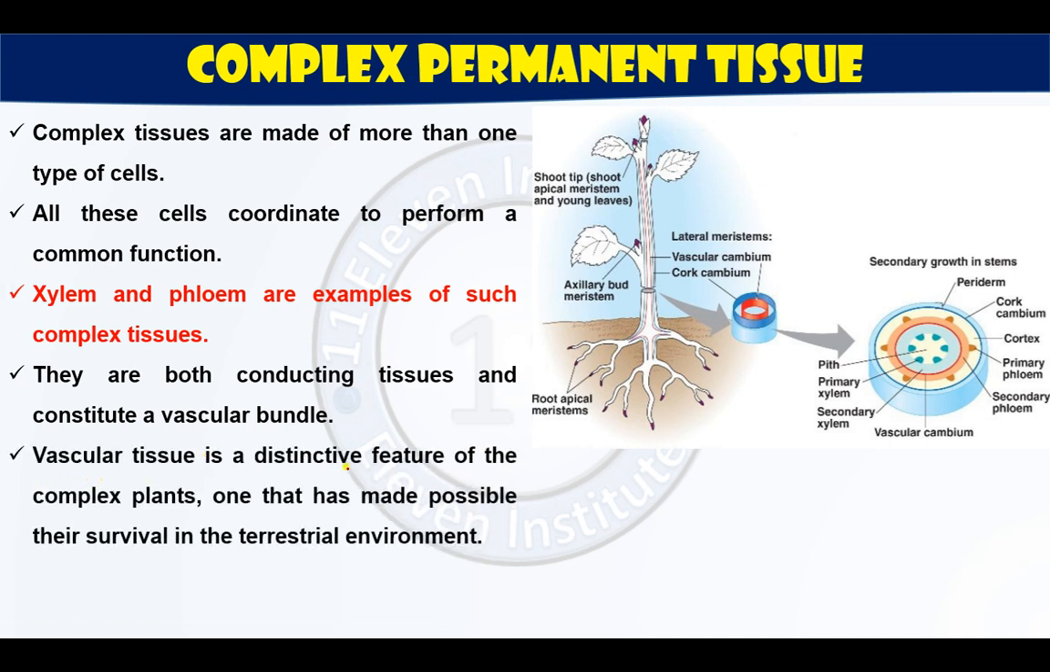Vascular tissue is a distinctive feature of complex plants, one that has made possible their survival in the terrestrial environment. Fine. Now, what is terrestrial environment?